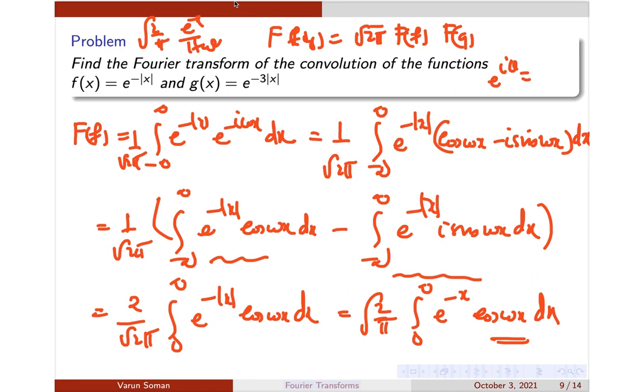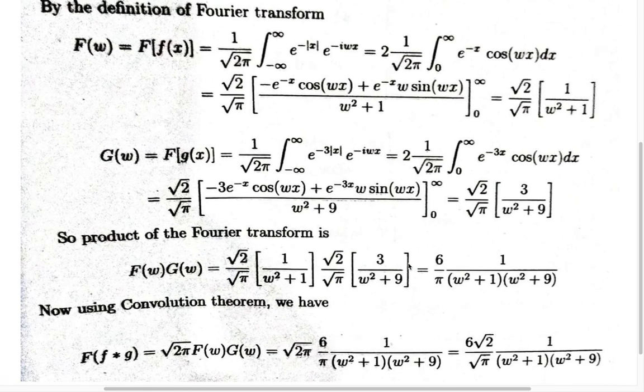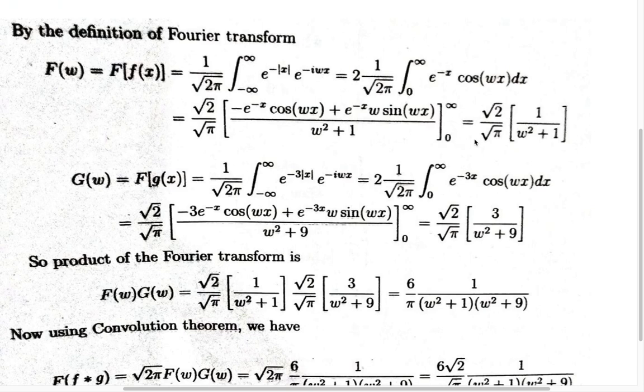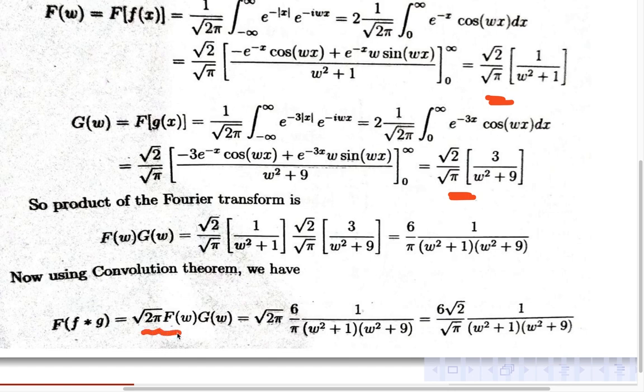So similarly you can also define the answer of e raised to minus 3 mod x using the same technique itself. So using the odd or even function property, it will actually be reduced to e raised to minus 3x into cos omega x, and then you can simplify it, find the value of f of g also, and then multiply. So the detailed thing is actually written here. If you want, you can see the detailed ones. So this is the value here. So the first one will be root 2 by root pi into 1 by omega square plus 1. The second one will simply be root 2 by root pi into 3 by omega square plus 9, and when you multiply you will be getting this result, and hence the final answer would be this one.